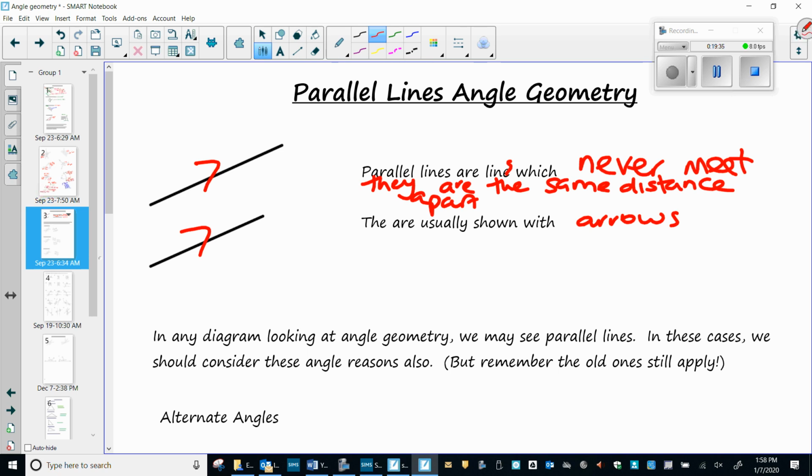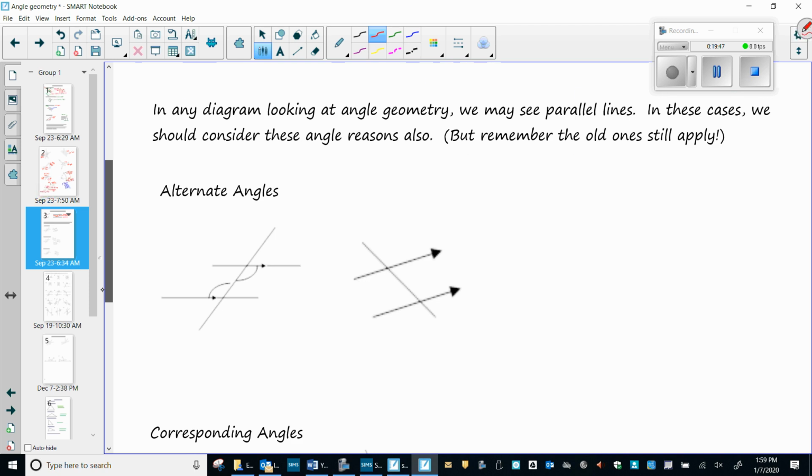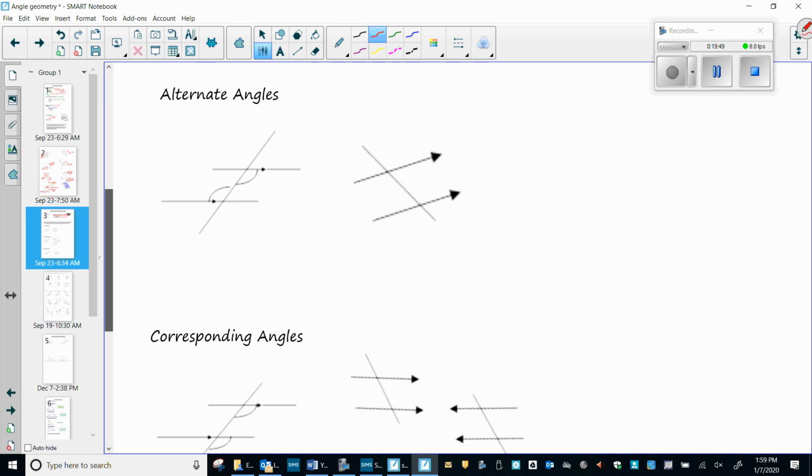In any diagram looking at angle geometry, sometimes there will be parallel lines involved. If there are parallel lines indicated with arrows, then you're probably going to be using one of these reasons. So there are alternate angles. Do you remember alternate angles? Okay, so here are two parallel lines.